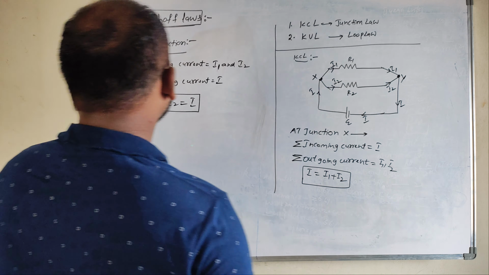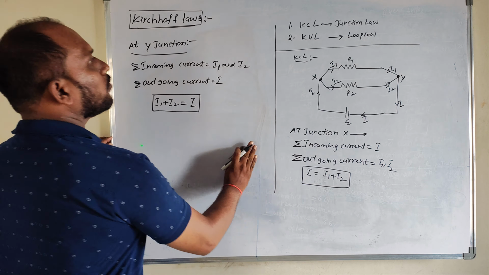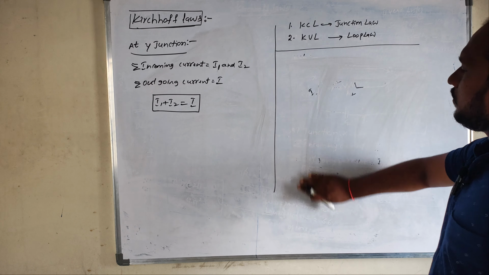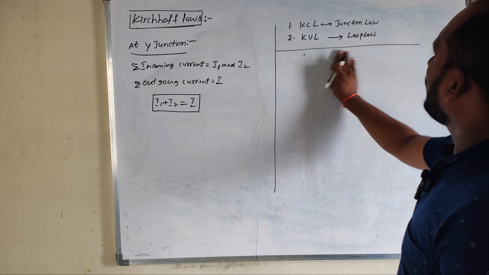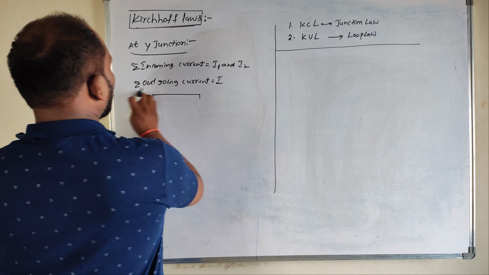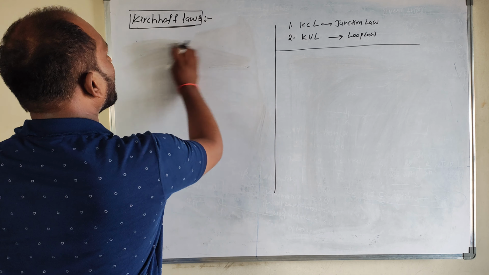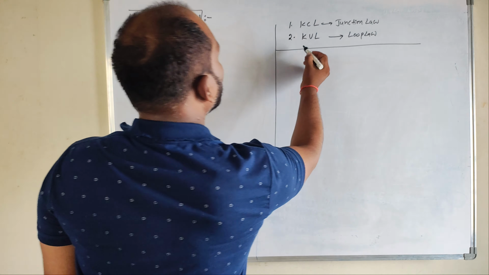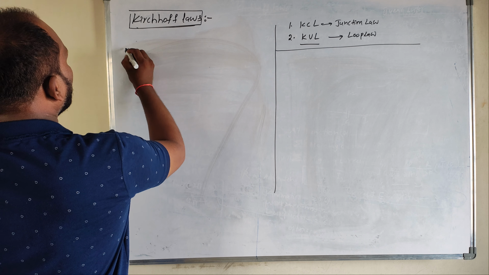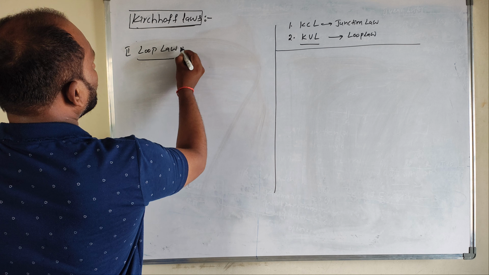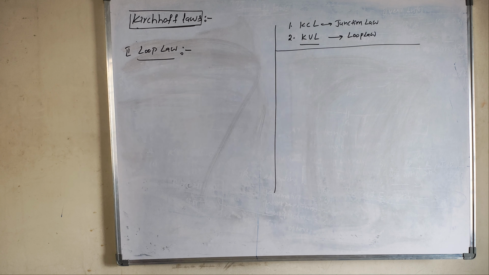Now let's move on to KVL. What is meant by KVL? How to work with KVL? KVL means loop law. So how do we implement the loop law?